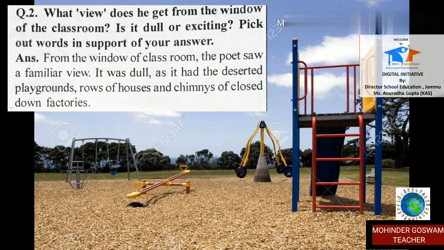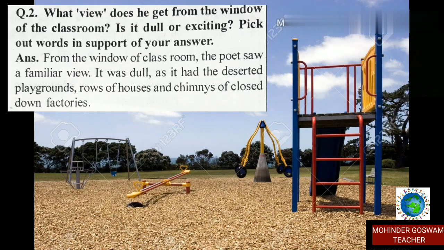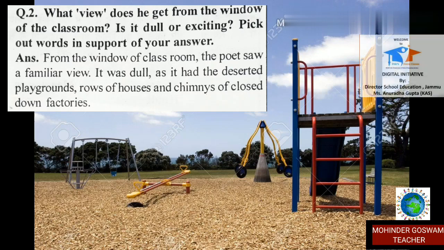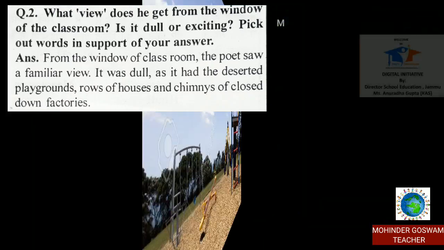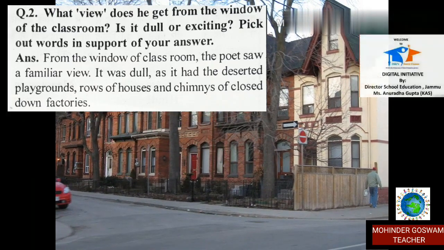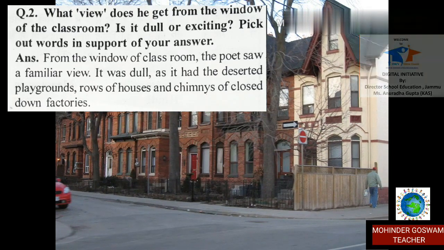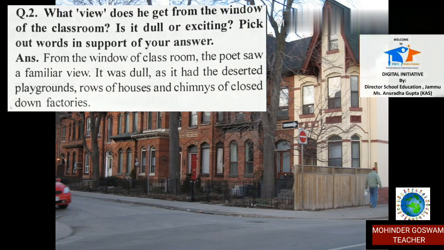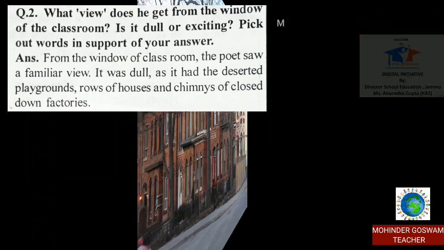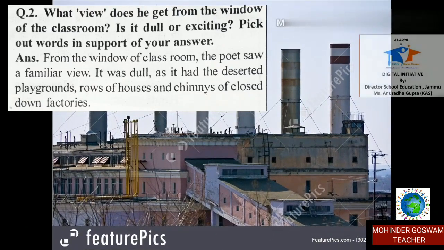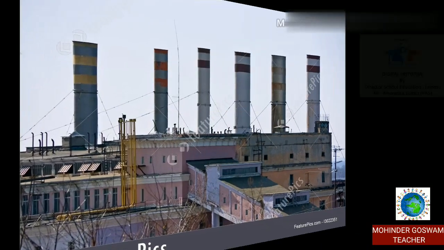As far as the second question is concerned, what view does he get from the window of the classroom? Is it dull or exciting? Pick out the words in support of your answer. From the window of the classroom, the poet saw a familiar view. It was dull as it had deserted playgrounds, rows of houses, and chimneys of closed down factories.